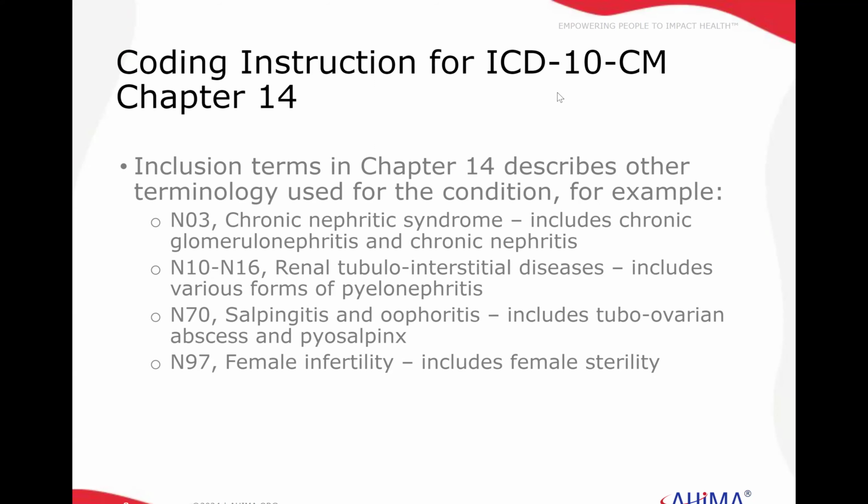And here we have nephritic syndrome, which includes chronic glomerular nephritis and chronic nephritis. As you look at this, be clear on what is nephritic syndrome versus nephrotic syndrome. They are two entirely different things with two entirely different codes. You'll also see in N10 through N16 renotubular interstitial disease, N70 salpingitis and oophoritis, and N97 female infertility.